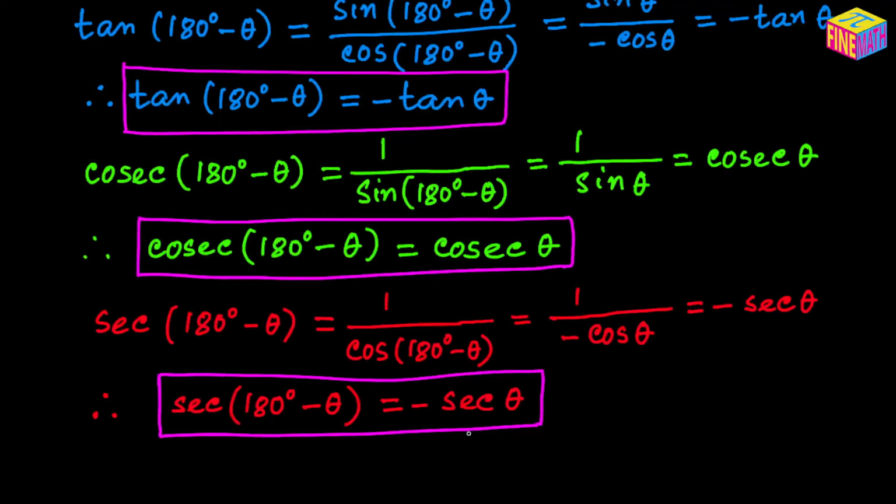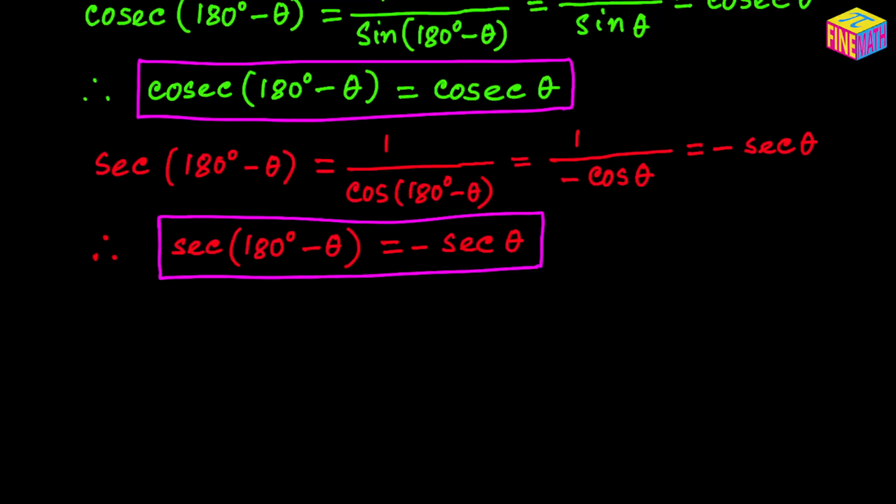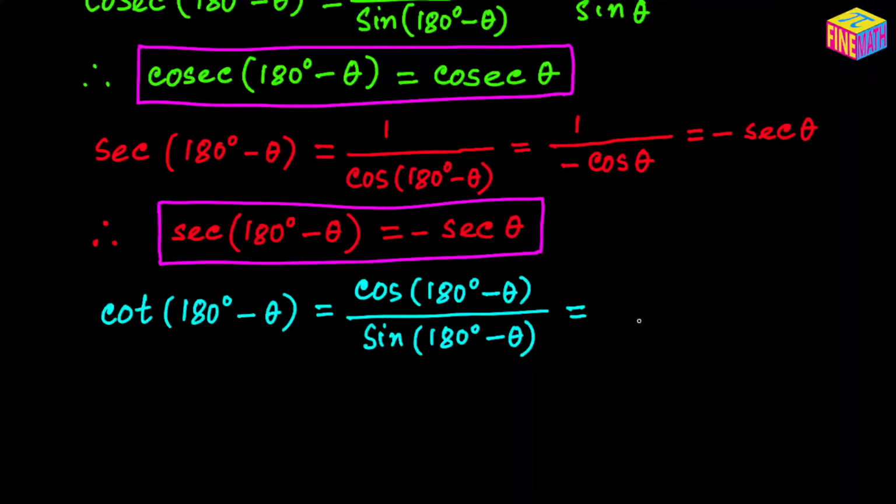Now we are left with the cotangent ratio. So let's quickly calculate the cotangent of 180 degrees minus theta. Now cotangent is the ratio of cosine divided by sine. And what is the value of cosine of 180 degrees minus theta? Well, that is actually negative cosine of theta. We have calculated that already. And then what is the value of sine of 180 degrees minus theta? Well, that is actually positive sine of theta. So now we have a negative of the ratio of cosine over sine, that would be cotangent. So this would be negative of cotangent of theta. So let me make a quick note here.